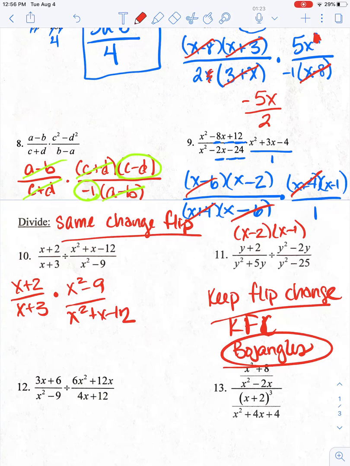And then you just factor and cancel like we've been doing for the first 9 problems. So again, I'm not going to continue here, but just making sure that you understand the keep, flip, change, or KFC. But again, what I'm going to call it is Bojangles.